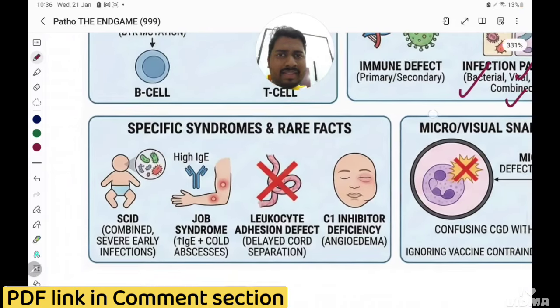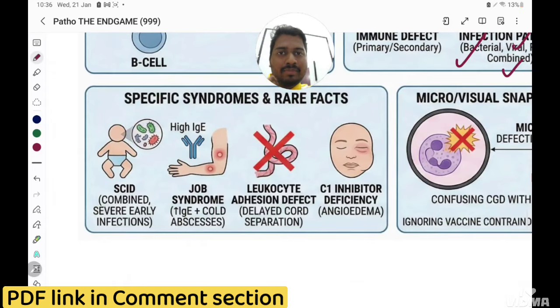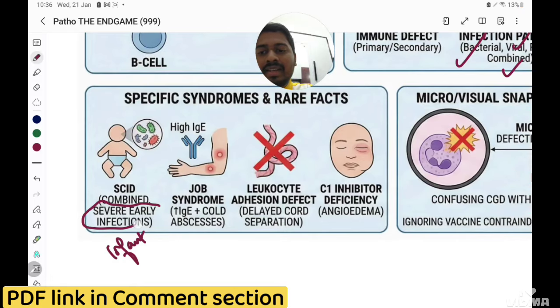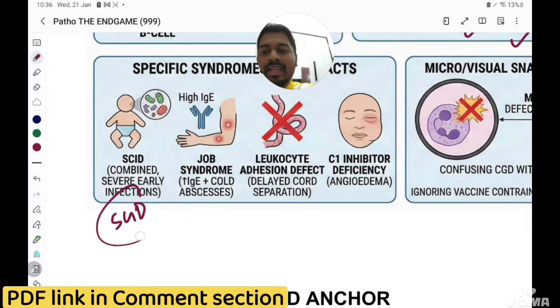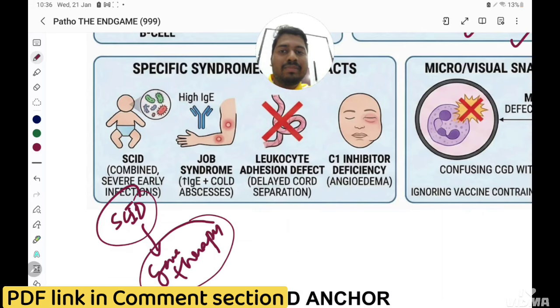Now, some specific syndromes. If in a small child, an infant, there are very early, severe infections which are bacterial, fungal, and viral, all combined, then we'll call it SCID. SCID is one which you should know because there is gene therapy available. This was the first disease for which gene therapy was available.